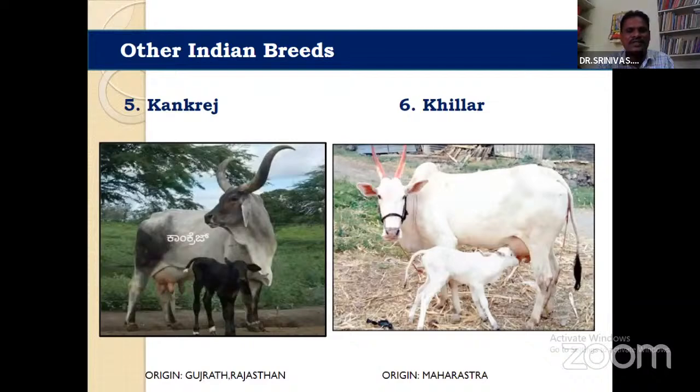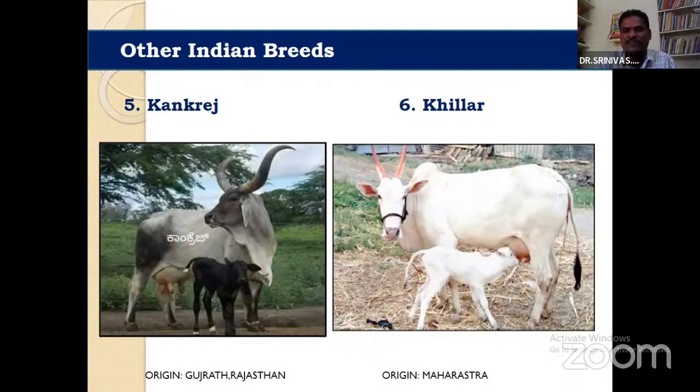Kankrej's origin is seen in Gujarat and Rajasthan, the border areas. We call it Ran of Kutch in Gujarat and also the border areas of Rajasthan. We see all these animals there, and it has very good milk yield also. Usually, with our local Indian breeds, we get around 2 to 3 liters from local cows. These are the Indian milk breeds, compared to the Jersey and HF. You can get up to 12 to 15 liters of milk. It's a very good milk breed, Kankrej.